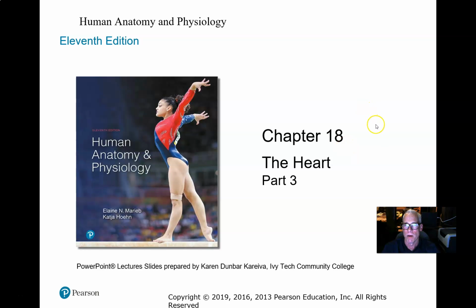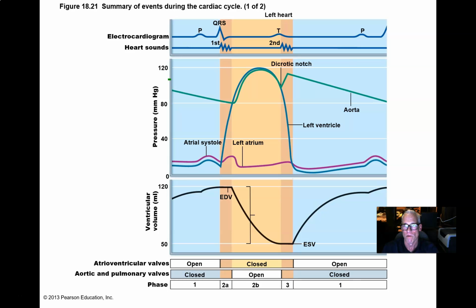Today we'll be wrapping up our discussion of Chapter 18, the heart, in our Anatomy and Physiology textbook. Last time we talked about the electrical events of the heart cycle and some arrhythmias, some abnormal heart cycles or electrical activity. Now we're going to talk about stroke volume and heart rate and how they impact cardiac output.